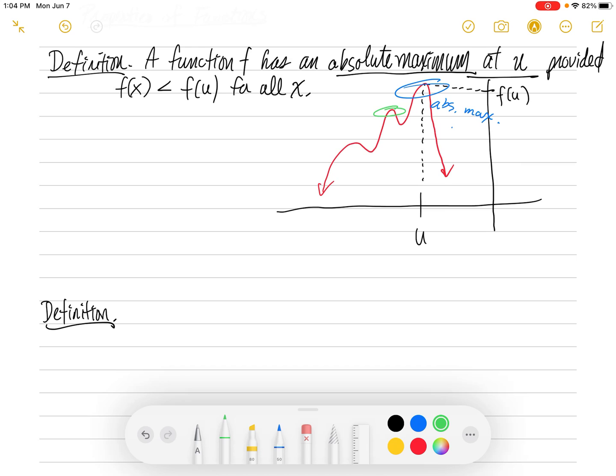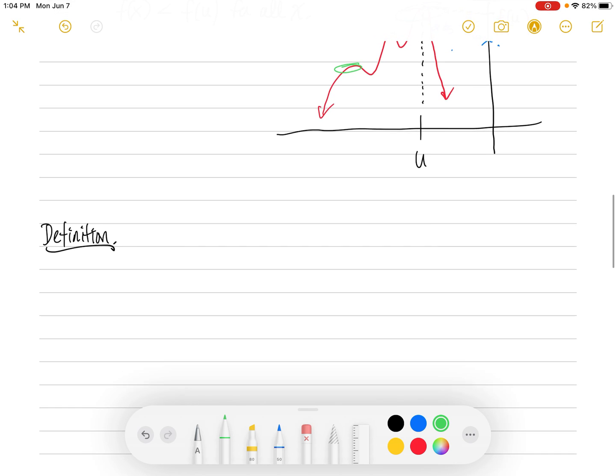So you have some other maxes here, right? You have a max here. That would be a local max. You have a local max here. And at u, you have a local max, but u is the absolute max as well. So you only have one absolute max in this instance here.